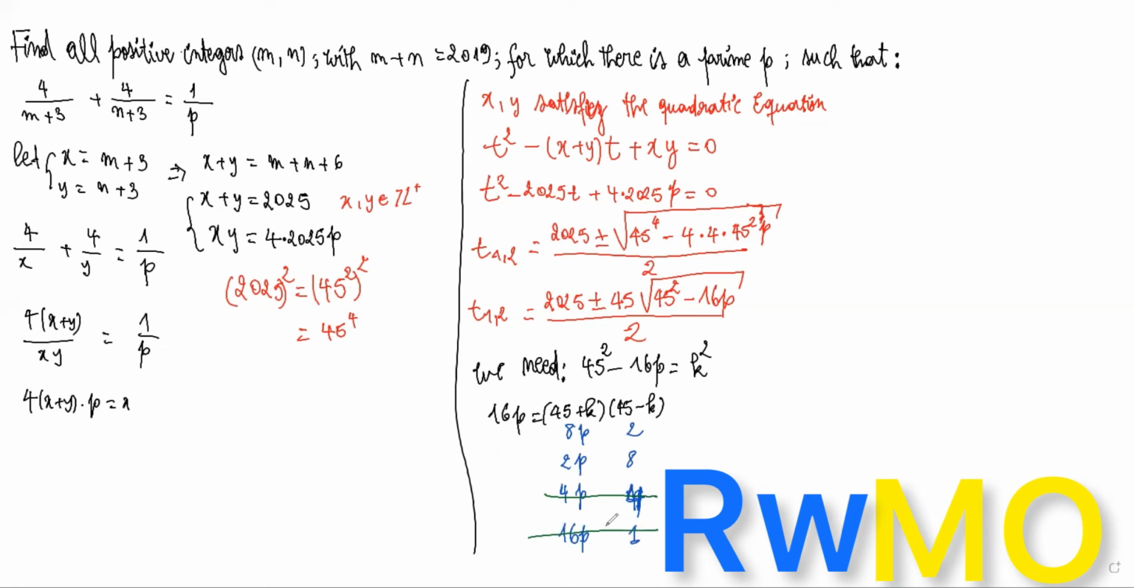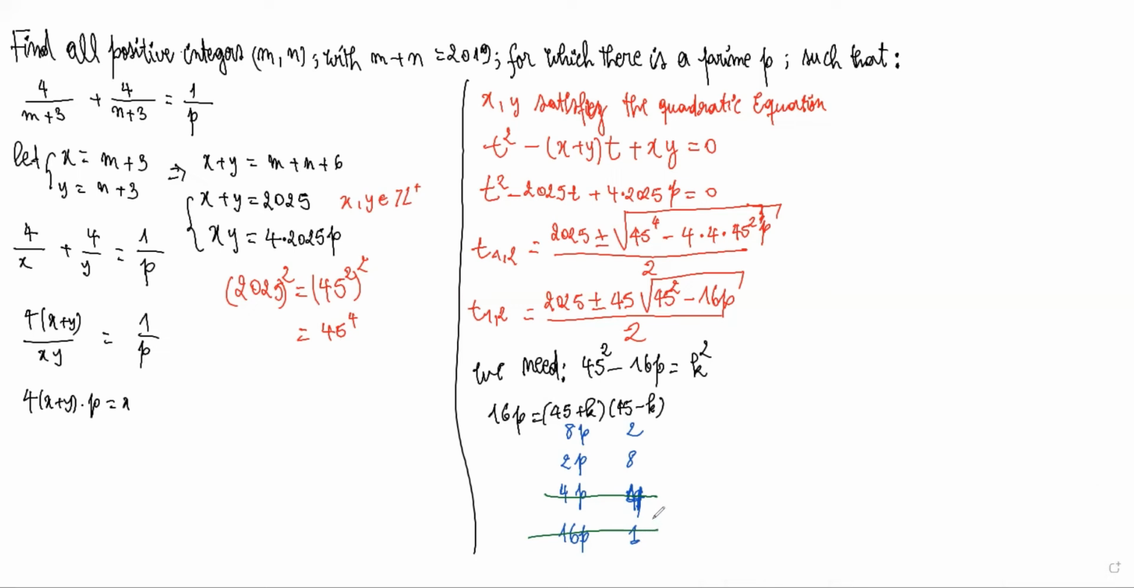It's easy to verify, because if you just add these two factors, 45 plus k and 45 minus k, 45 plus 45 is 90, which is not divisible by 4. So if you take 1 from it, or you add 1 to it, you still get a number that is not divisible by 4. So these last two cases won't give you integer solutions. So you just need to consider these two cases.